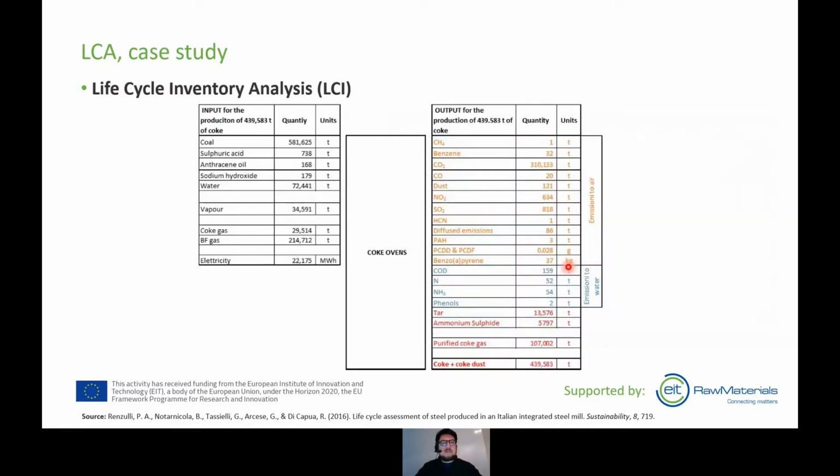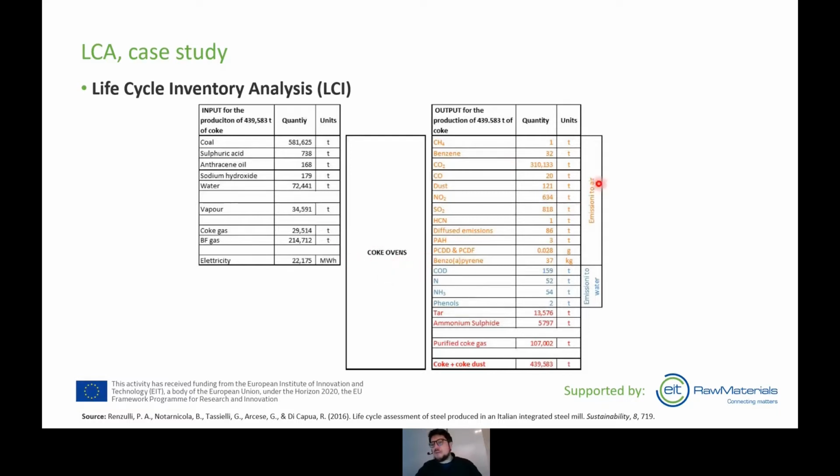Okay, now that everything was defined, the system boundaries and the functional unit, we move into the inventory analysis. Here, I will show you only one example of one of the steps, the units that were considered for the analysis, which is the coke ovens. You can see all the inputs and outputs that they have, as I mentioned before. In this case, for the inputs, they needed some coal, some sulfuric acid, water, sodium hydroxide, but also vapor and electricity going into this process.